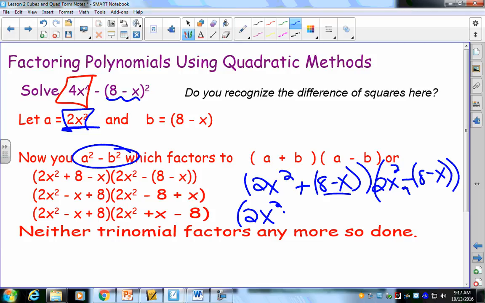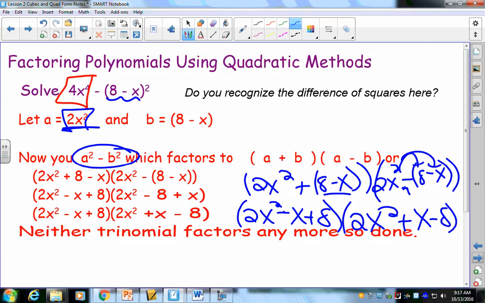I probably want to rewrite that so it's in our typical polynomial form, going from the highest exponent down to the lowest. But over here, I have to be careful because I'm distributing this negative through. That's the one I've got to be careful about. I've got 2x squared plus x minus 8, because that became a -8 and a positive x. And then, of course, check to see if you can factor further. 2 times 8 is 16. Are there any factor pairs of 16 that add up to -1? No. And then on my other one as well.